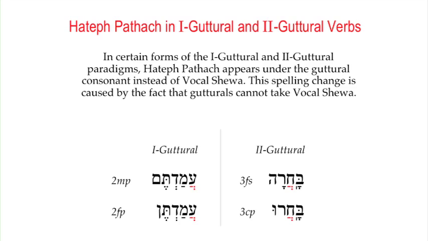Let's look at the two guttural category. In the two guttural category, the guttural's in the second root position. And I'm showing you the 3FS and the 3CP forms. In the 3FS and the 3CP, you normally would expect a vocal shewa under the second root letter. But here in red, we've identified that the second root letter is hatef patach in each case. The reason that you have hatef patach is because the guttural can't take the normal vocal shewa. And like in the one guttural category, where you get that guttural, the vocal shewa is going to shift or change to hatef patach.